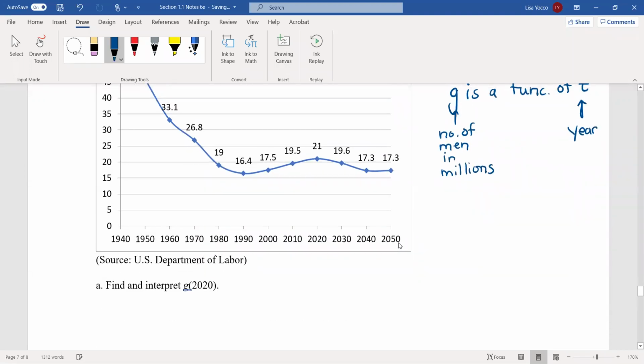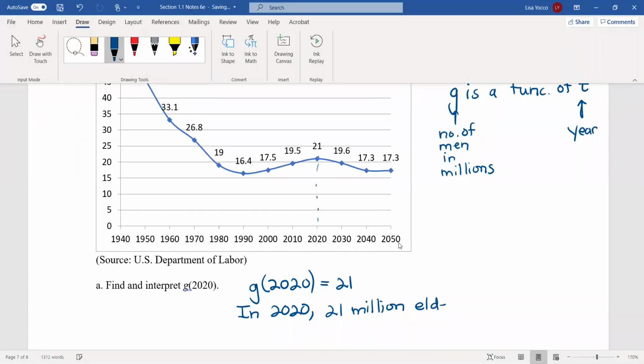So it says find and interpret G of 2020. So that's right here. Mathematically, we would say G of 2020 equals 21. What does that mean for us? Well, it means in the year 2020, which is now, 21 million elderly men were in the workforce, or are, I don't know.